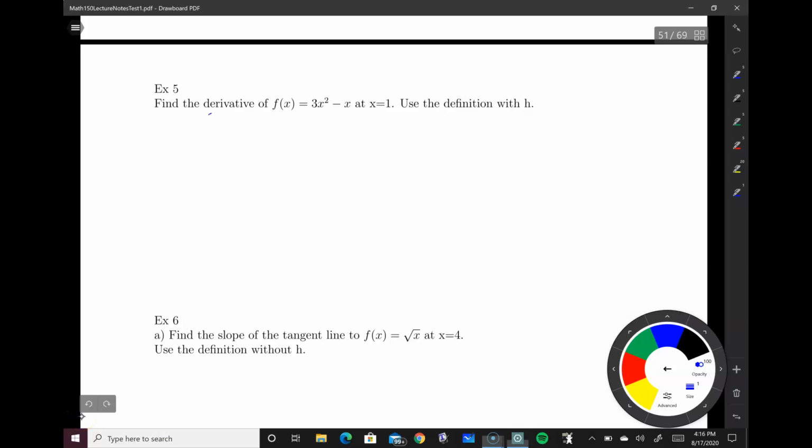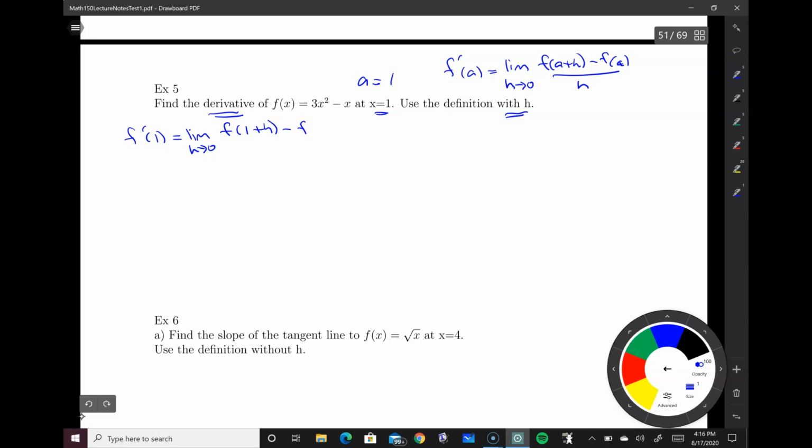All right, so let's go find the derivative using the definition with h. So let me just write it here. So remember, the definition with h has h going to 0, and it'll be f of a plus h minus f of a all over h. Okay, so the a is 1. A is just a specific way of saying an x value. So let's just write it down with the 1 in for the a. So limit as h goes to 0, f of 1 plus h minus f of 1 all over h.